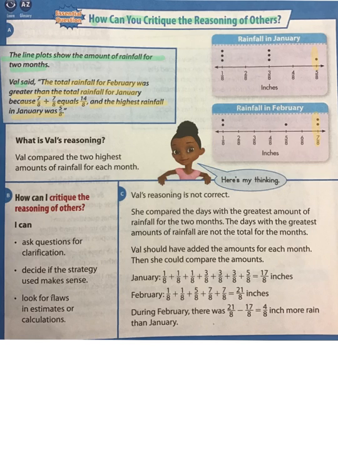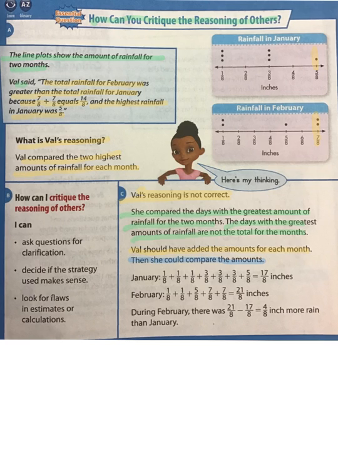So is she correct? Well, Val compared the two highest amounts of rainfall for each month, but did she compare the total rainfall? It's asking for the total, not the highest. So no, she is not correct. Okay, we're going to see why. She compared the days with the greatest amounts of rainfall for the 2 months. The days with the greatest amount of rainfall are not the total for the months. What Val should have done is added the amounts of rainfall for each month.